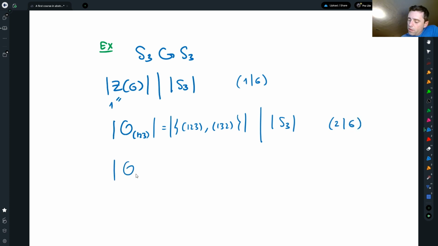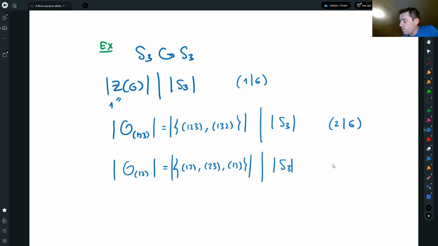And then the orbit of (1 2) was (1 2), (2 3), and (1 3), which has size 3, which is also a divisor of the order of S3. So we get three different types of orbits, and all the sizes of the orbits divide the order of the group.